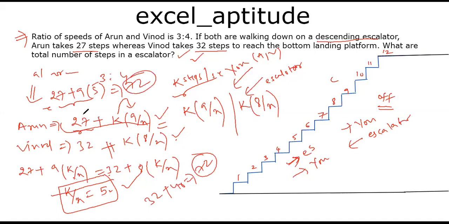That means 27 steps are the steps taken by Arun alone, plus in the same time the escalator will also travel some steps, right? So that is k into 9 by x. So the value of the total number of steps is 72 steps. So the escalator has 72 steps. Okay guys, thank you.